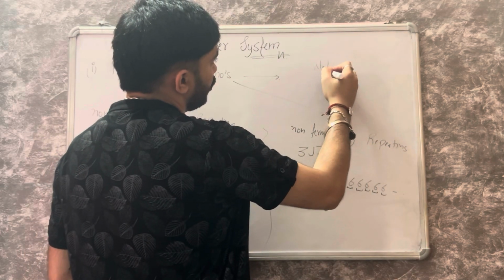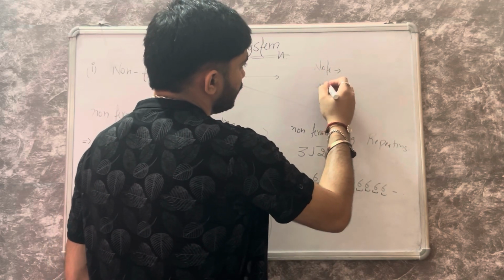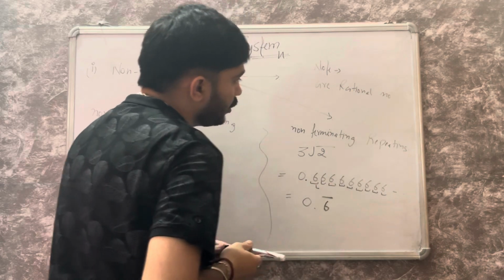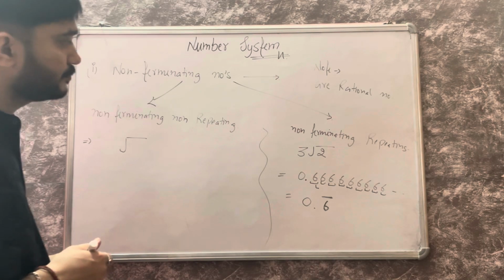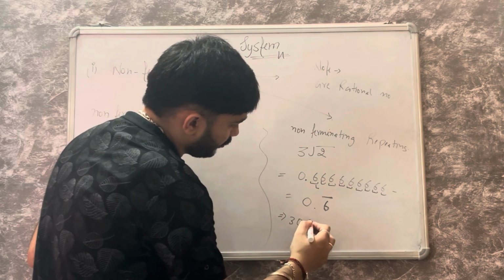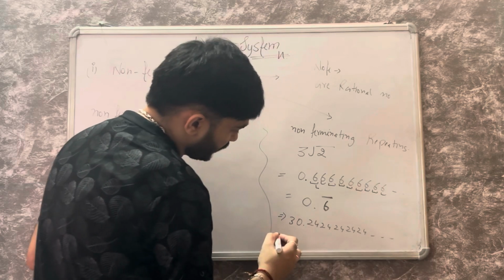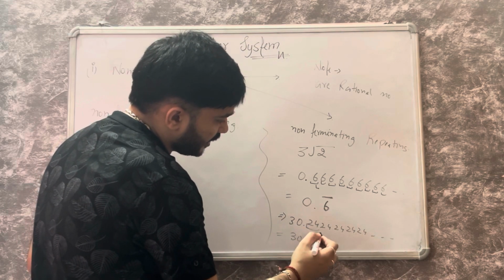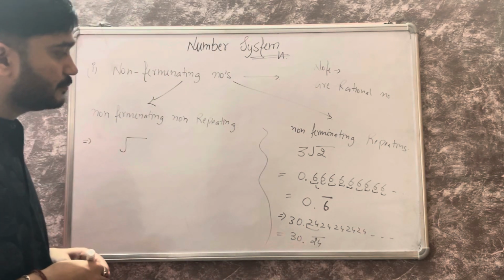Write a note also here that non-terminating repeating numbers are rational numbers. Any doubt? What if we get the answer 30.2424242424 and so on? How are we going to write this? 30, then point, but the number repeating is 24. Bar on the whole 24. Any doubt?